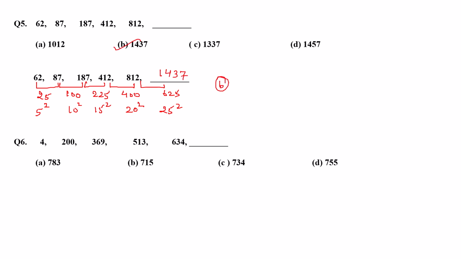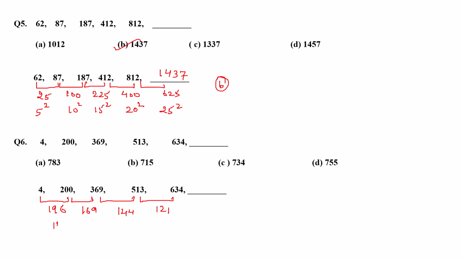Okay. Now moving to question number 6. Again, let's find out the gap between the two consecutive numbers. So here it is 196. Here it is 169. This is 144. This is 121. And again you can see 196.